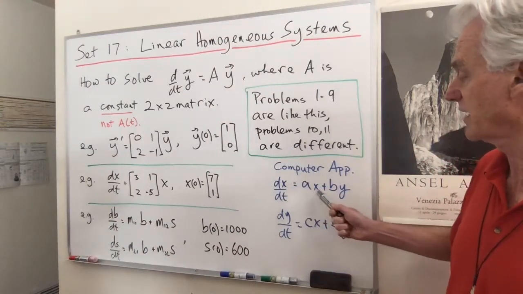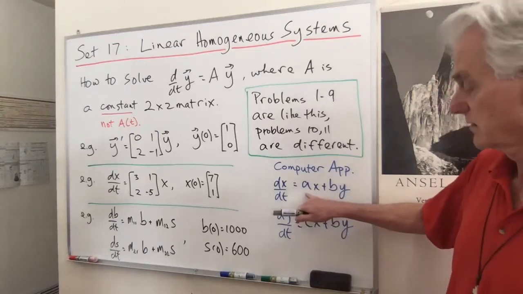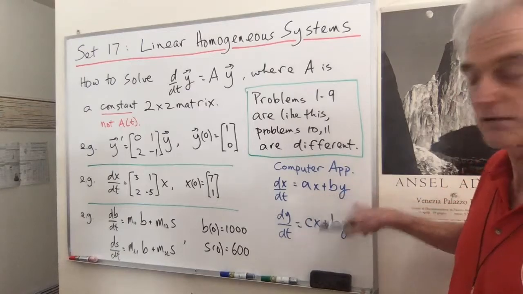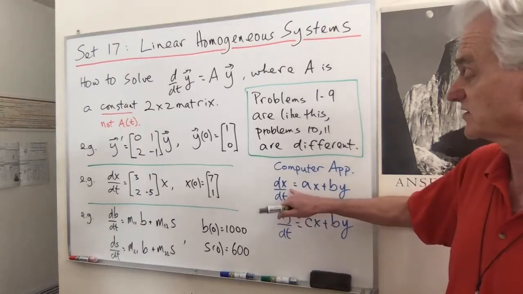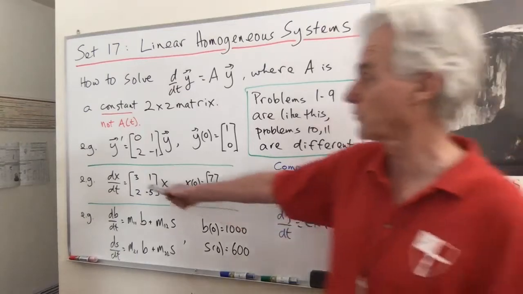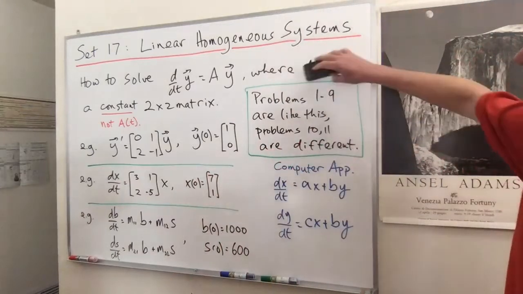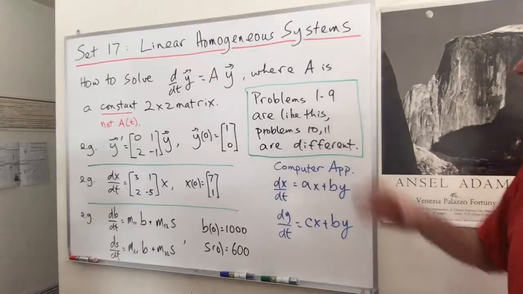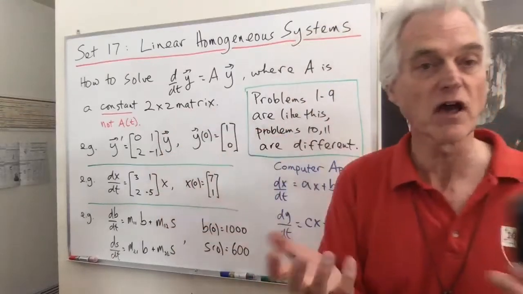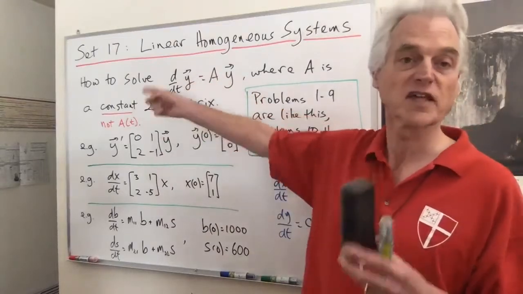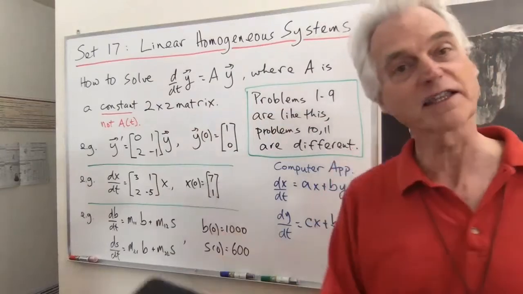dx/dt is a times x plus b times y. Or you can put any function you want, but we're going to be dealing with a constant times x plus a constant times y for dx/dt, and similarly for dy/dt. And here x is a scalar, you can tell from the context, whereas here x is a vector. Okay. And as I say here, problems 1 to 9 are all of this form. They have lots of different notations, but they all can be thought of as dy/dt is Ay. And then there's a few problems at the end that are a little different. We'll be talking about them.